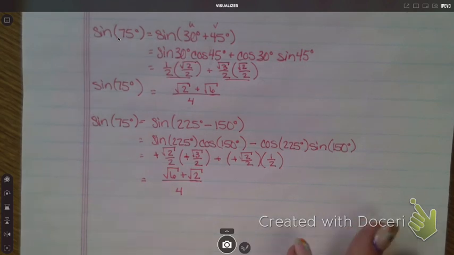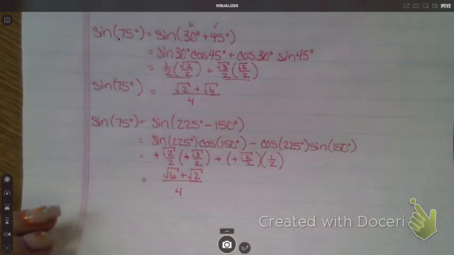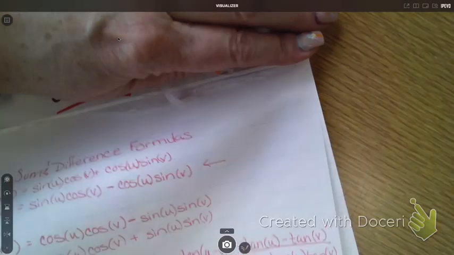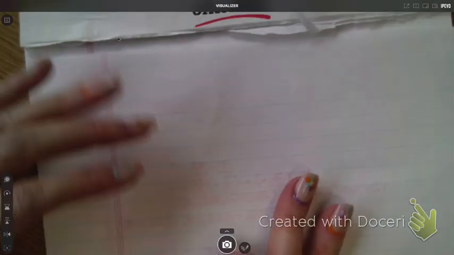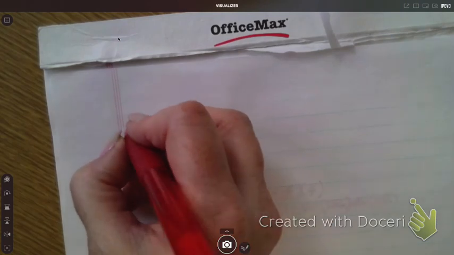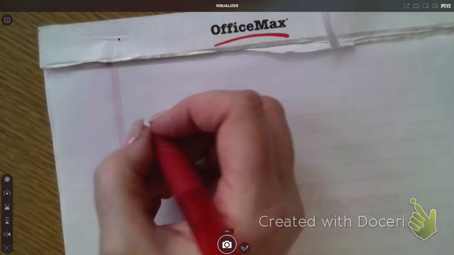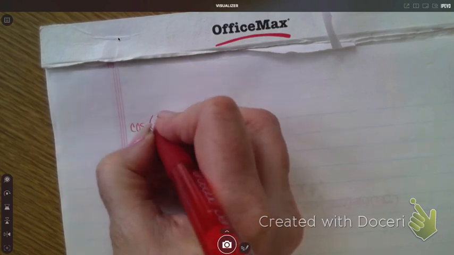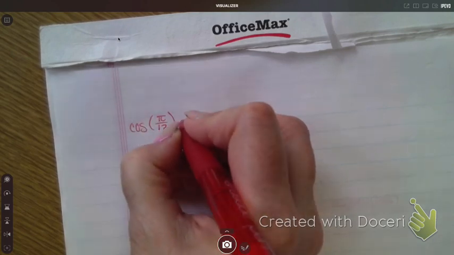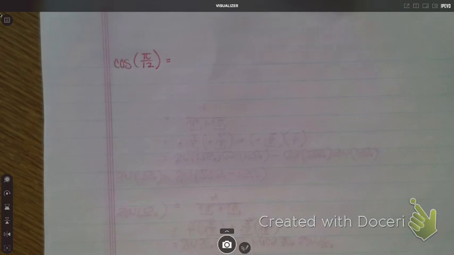Okay, that's nice and easy when they're in degrees, but what if I put them in radians? I feel like it could be harder. Let's do cosine of pi over 12. This is how I do these problems. First of all, I think of the two denominators. All of my denominators in radians are going to be 2, 3, 6, or 4.